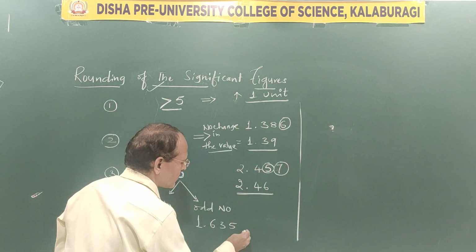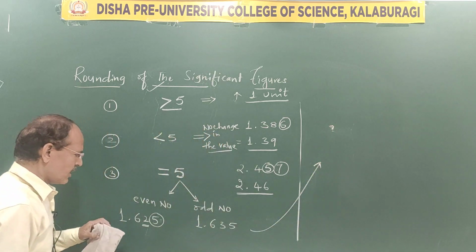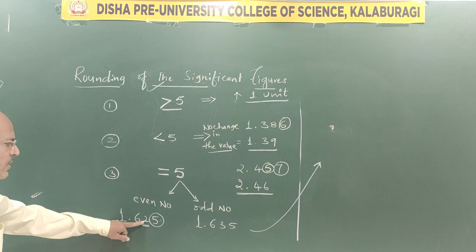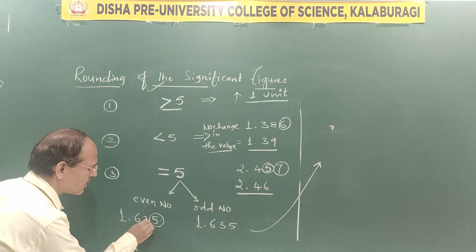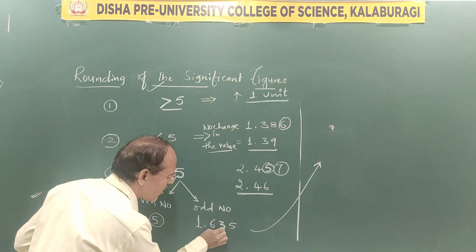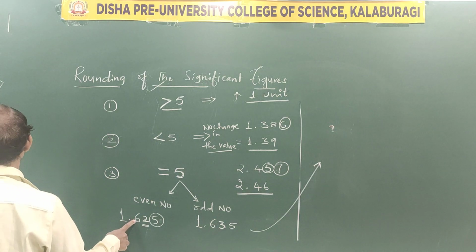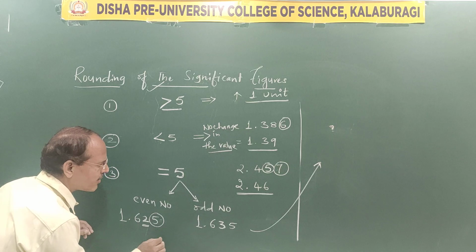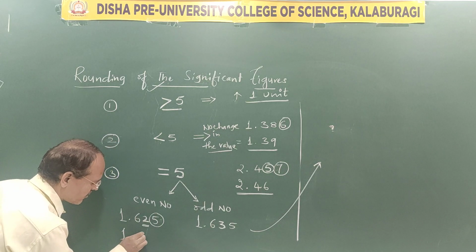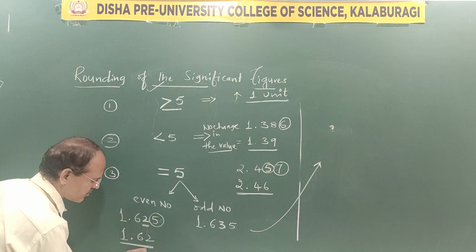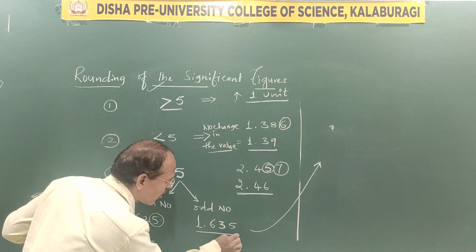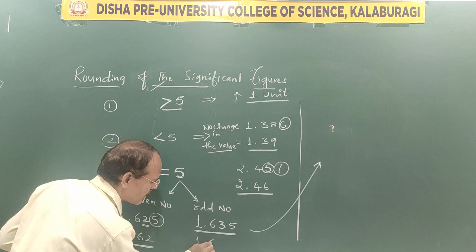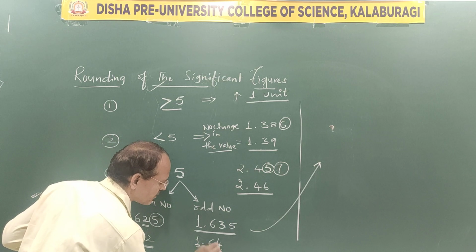So I'll write here. If it is an even number, because 2 is an even number and 3 is an odd number, you can write it as it is. Here I will write 1.62 as it is. If it is an odd number, then you can increase by 1 unit.